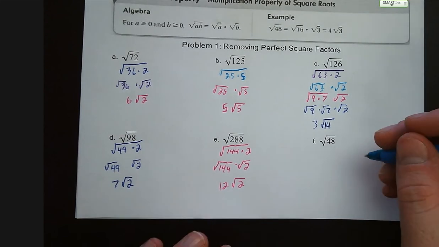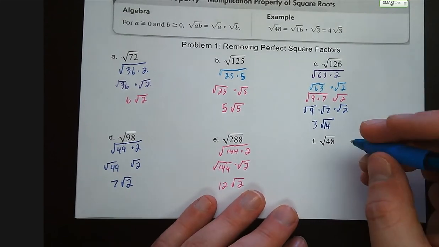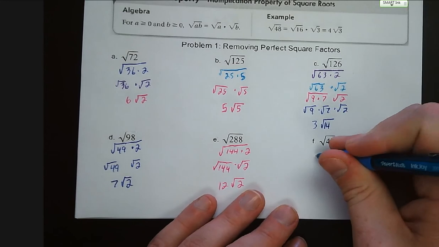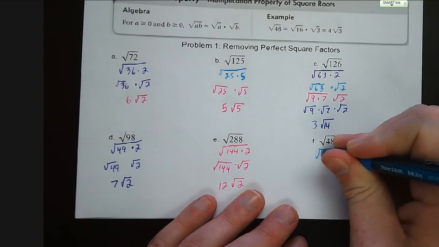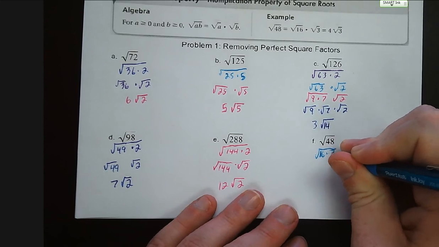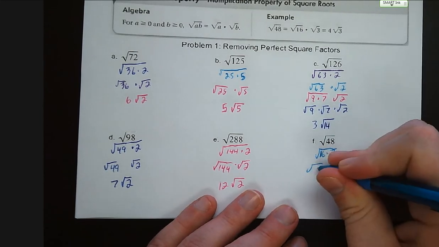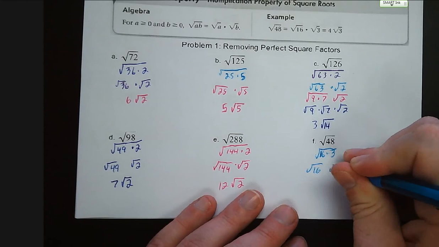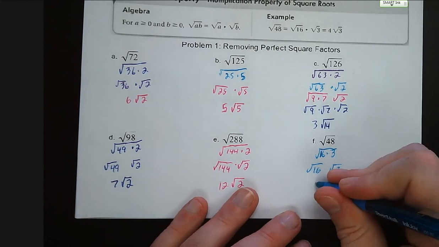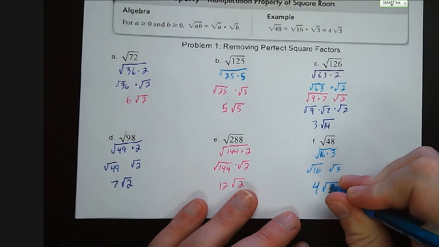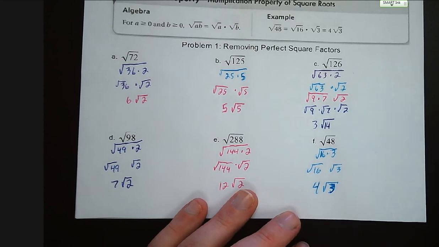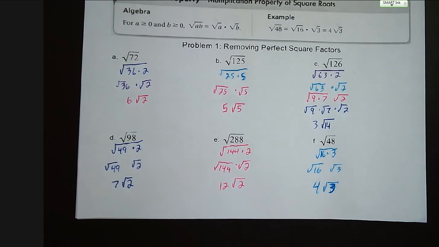Letter F, 48. Well, I know that is 16 and 3. So I've got 16 times 3, so we split that. Square root of 16 times the square root of 3. Square root of 16 is obviously 4. 4 square root of 3. Okay.